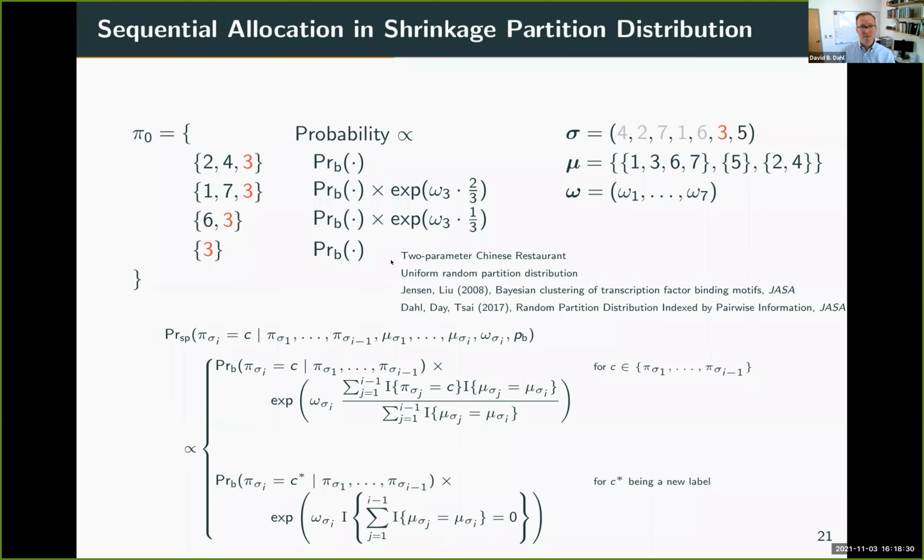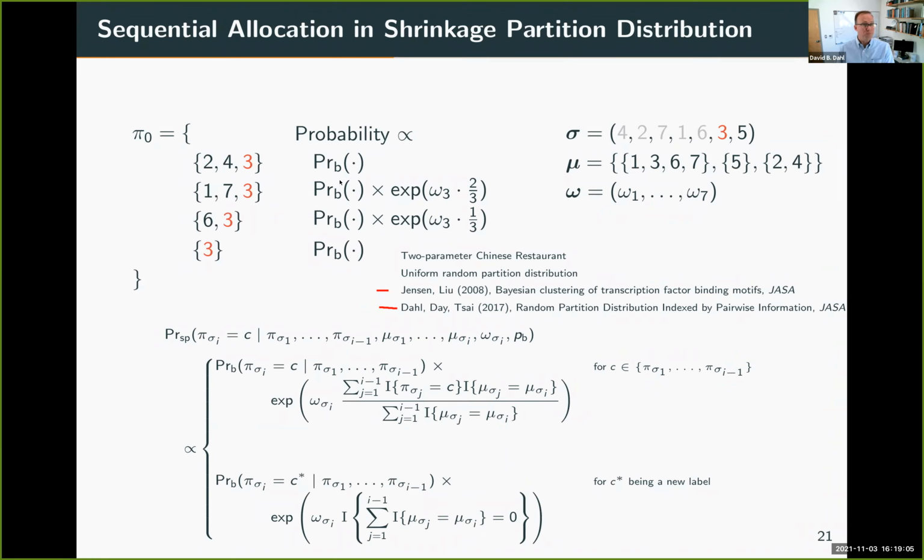So suppose we consider various different baseline partition distributions. The baseline partition distribution could be, for example, the Ewens-Pittman attraction distribution that's based on pairwise distances, or it could be the Jensen-Liu partition distribution. This was proposed in a JASA paper by Shane Jensen and Liu, in which the allocation was uniform to all existing clusters, and then there was a concentration parameter that governed the allocation to a new cluster. We could also have it be the uniform partition distribution or the Chinese restaurant process.